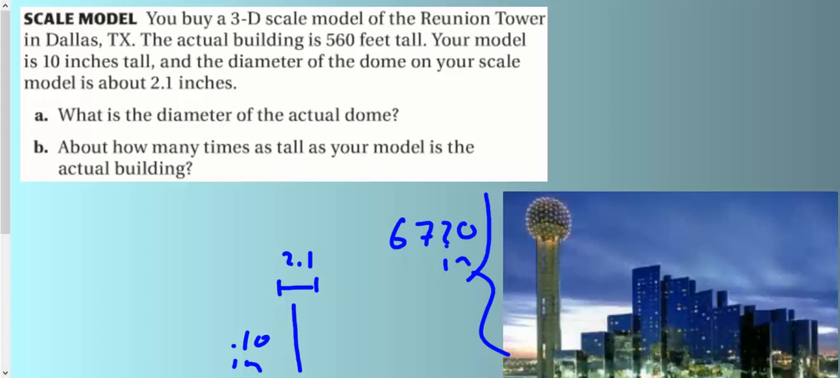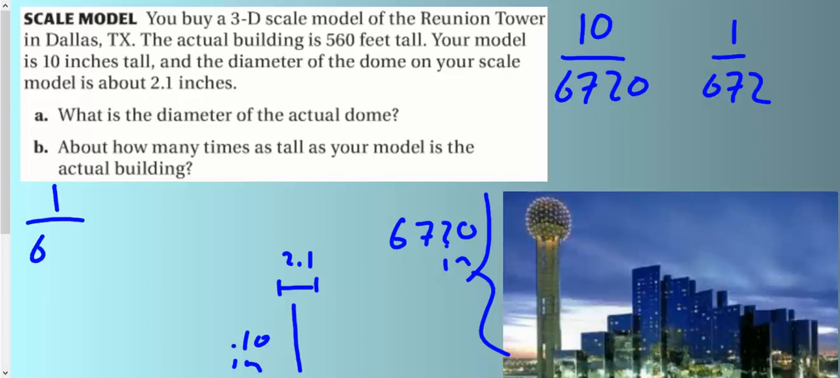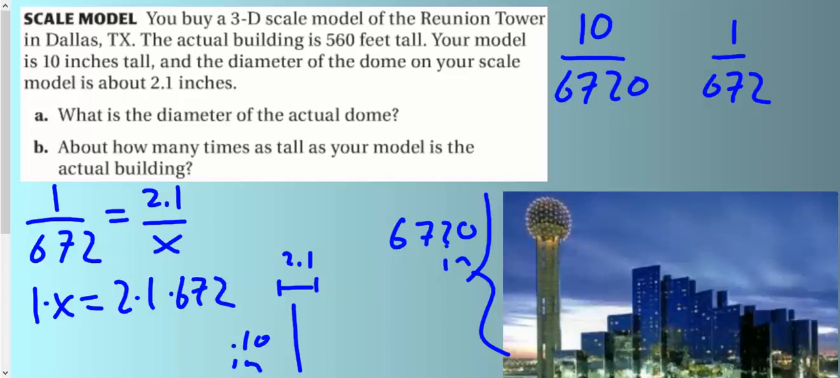Okay, so let's find the scale first. The scale is the model, which is 10 inches, to the actual, which is 6,720. So that gives me a 1 to 672 ratio. And if I apply that to the dome part now, what is the diameter of the actual dome? The actual dome is going to go on the bottom, and 2.1 is going to go on the top, because the model goes on the top and the real part goes on the bottom. So 1 times x equals 2.1 times 672. I'm going to use my calculator for that.